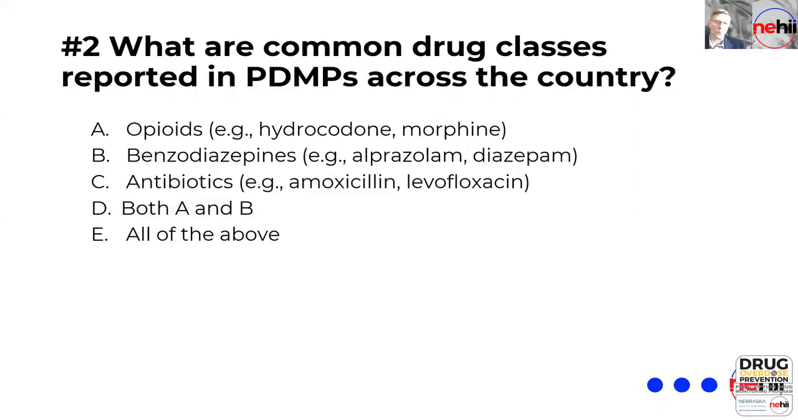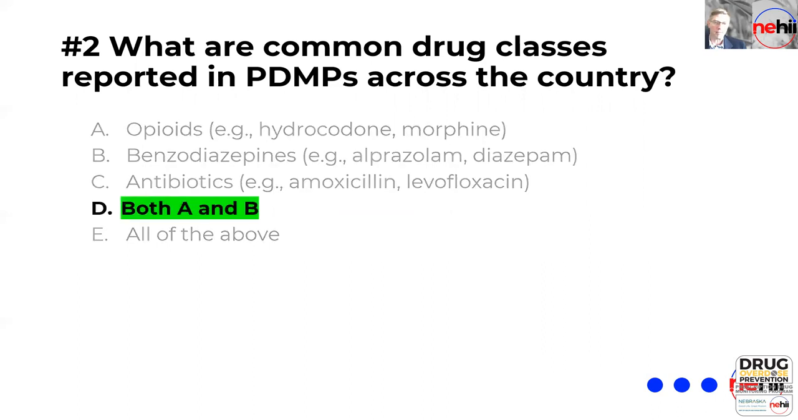Question 2, What are common drug classes reported in PDMPs across the country? Opioids, such as hydrocodone or morphine, benzodiazepines, such as alprazolam or diazepam, antibiotics, such as amoxicillin or levofloxacin, both A and B, opioids and benzodiazepines, or all of the above. The correct answer here is D, both opioids and benzodiazepines. Once again, Nebraska is the only state currently that's collecting antibiotics and all prescriptions besides controlled substances.